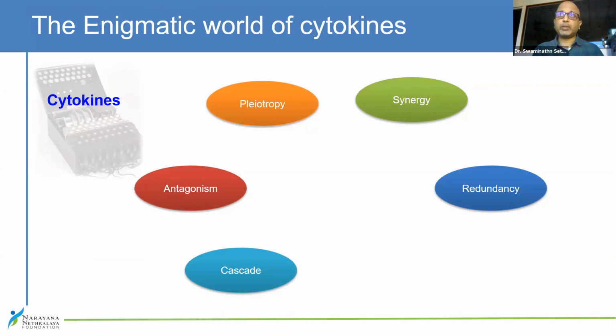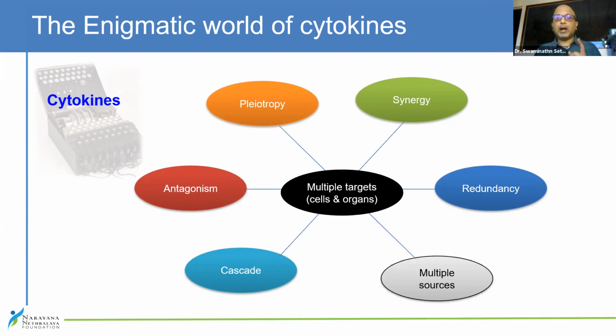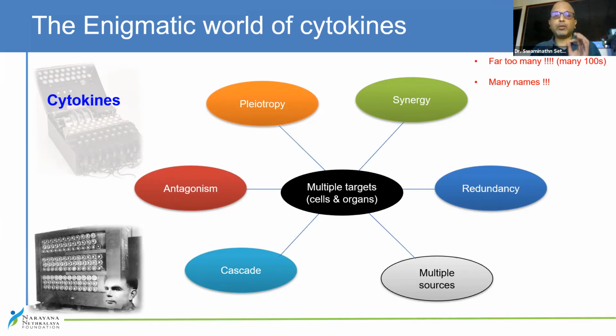That is, it's pleiotropism. One cytokine does more than one job. It is synergic. It can join with other cytokines to do a particular job. It can be antagonistic. It can be redundant. But the more complexity comes because there are multiple targets and multiple sources involved. But even this does not bog us down. What bogs us really down is that there are far too many of them with many different names. So we can use all these aspects, that is the pleiotropism, synergy, redundancy, and antagonism, with reference to the tissue or target, and we will be able to crack the code.